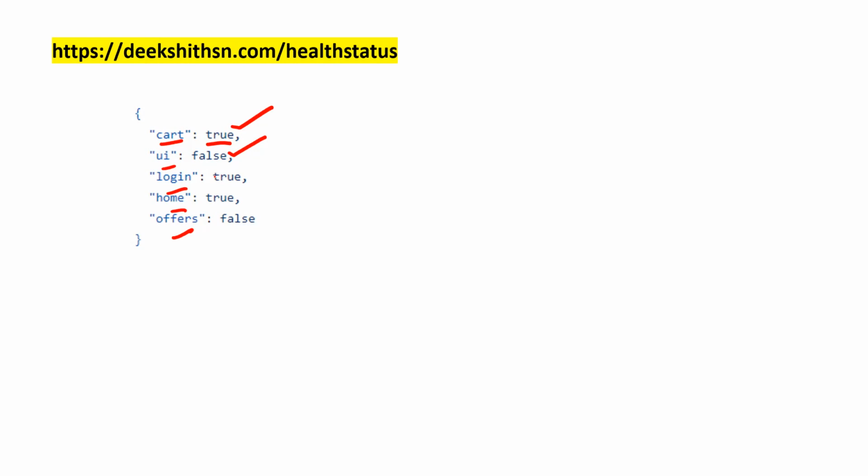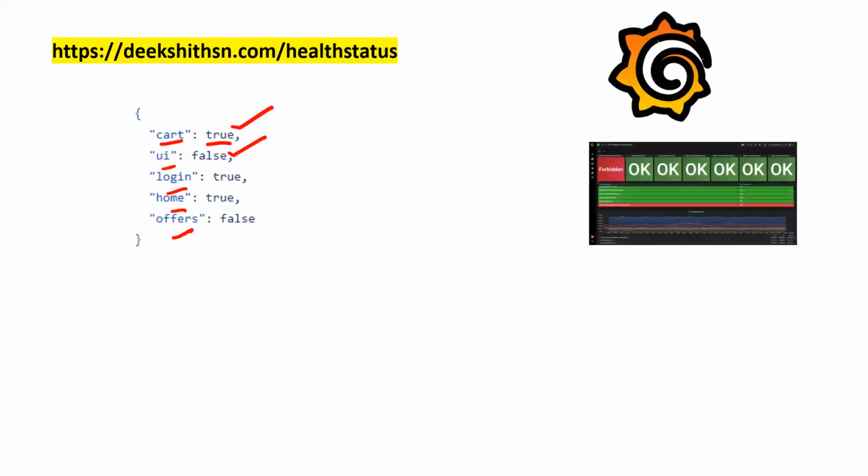But this particular output, whatever I'm getting, is very raw. So the senior management would like to see it over a Grafana dashboard like this. If the application is healthy, then they need to see "OK". And if the application is down or not accessible, then they want it shown as "Forbidden".